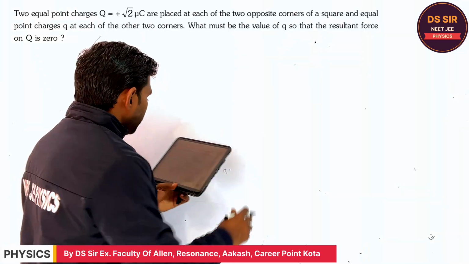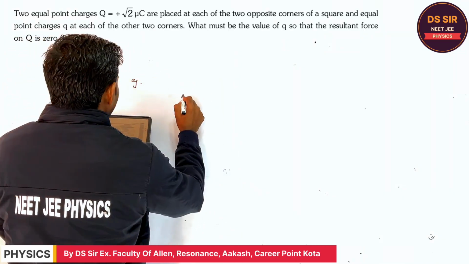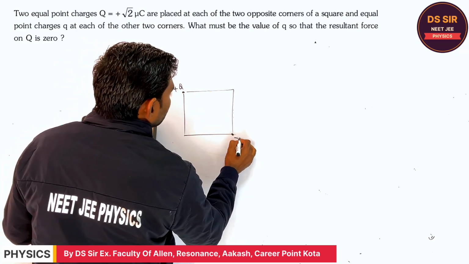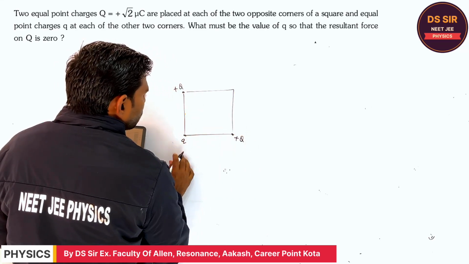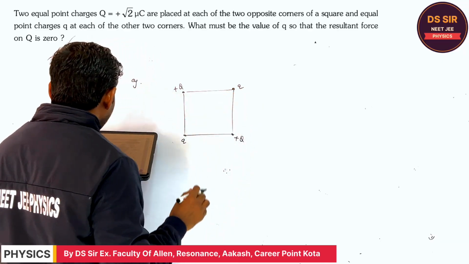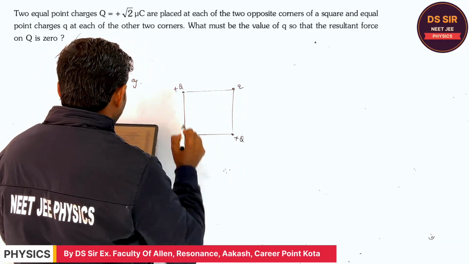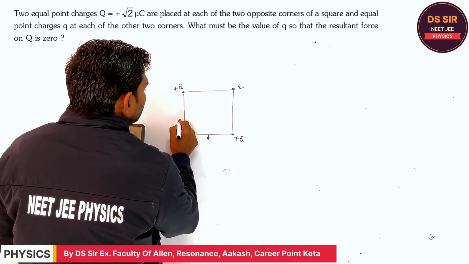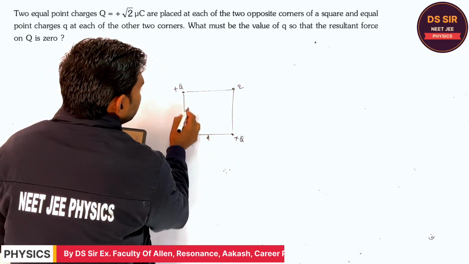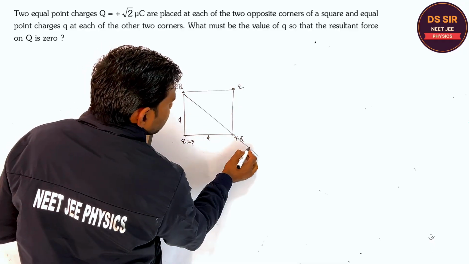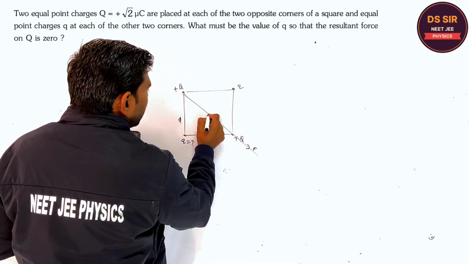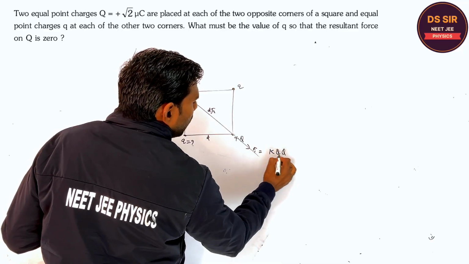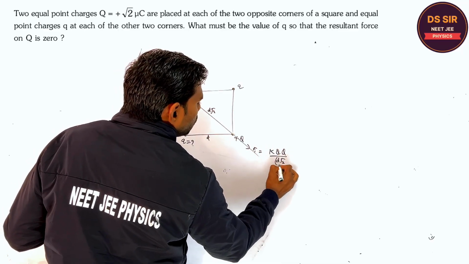Copy this. So in this question, there are two point charges. This is capital Q and this is capital Q. And on the opposite corner of the square is a small q. We have to find the value of q so that the resultant force on the capital Q is 0. If I assume the side of the square is d, the force exerted by this is F1, and the diagonal is d root 2. This F1 will be equal to k Q Q upon (d root 2) whole square.